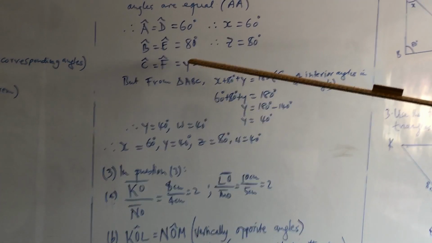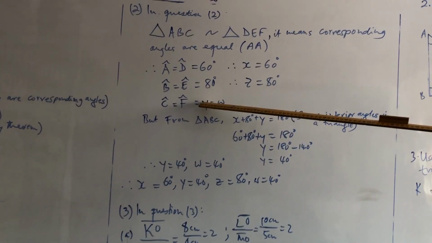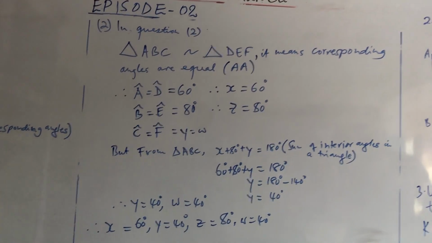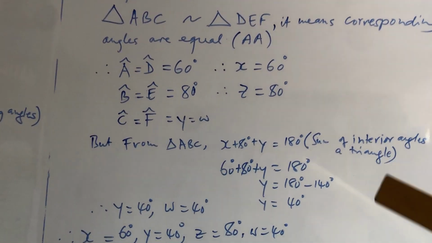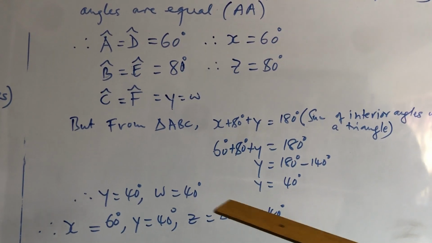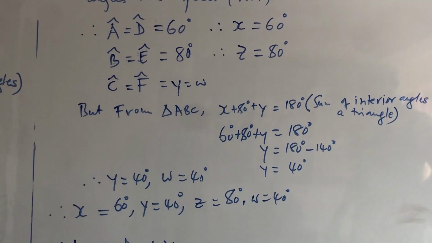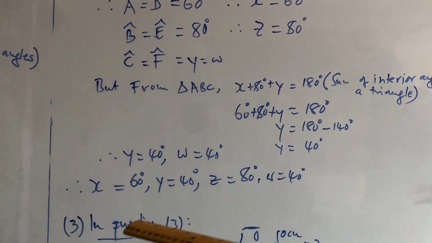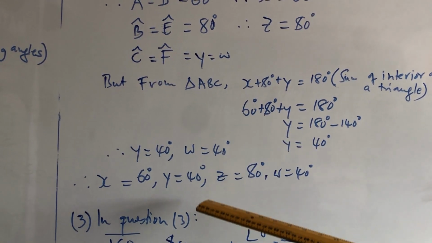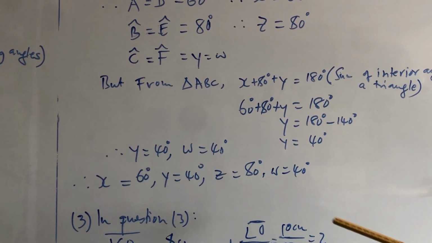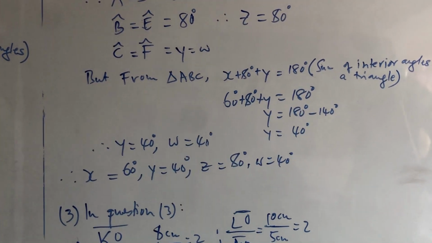But from this step here, Y is equal to W. Now, since Y is 40, equivalently, W should also be equal to 40. Henceforth, X is 60 degrees, Y 40 degrees, Z 80 degrees, and W 40 degrees.